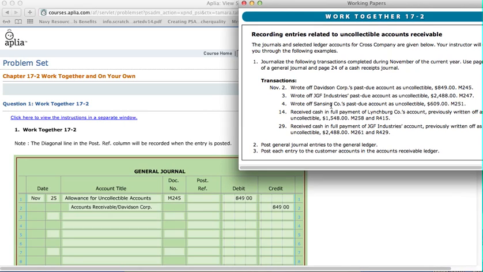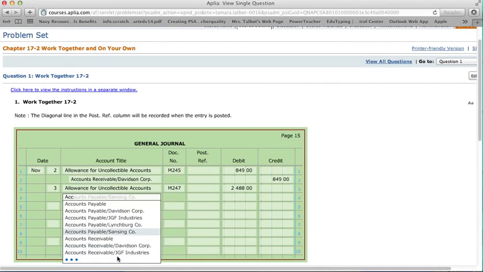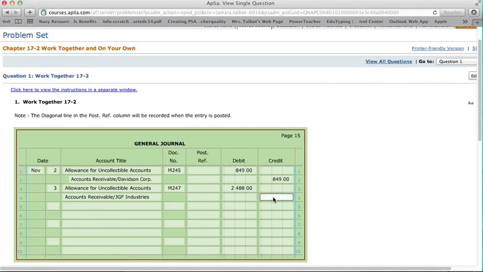Okay, the next transaction says you wrote off JGF Industries past due account as uncollectible, 2488. Again, it's a memorandum, 247, so we will record that into our general journal. 2488. I'm sorry, I have the wrong date on that. That was the second. This is the third. Again, you will debit allowance for uncollectible accounts, memo 247, and then we will credit accounts receivable, JGF Industries, for the same amount.